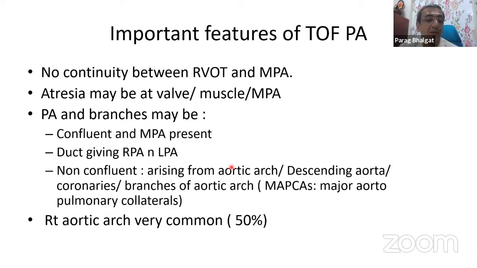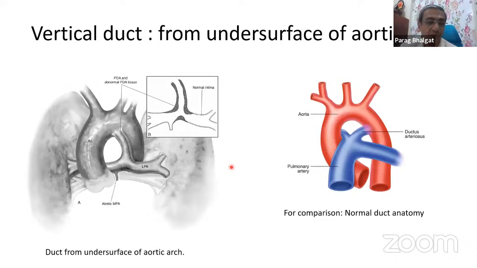Right arch is very common in this subject. The important feature is that duct arises from undersurface. Normally, duct arises here after left subclavian, here somewhere. So we will see duct like this. The duct is in continuity with the MPA. But here the duct arises from the undersurface against first or second branch. So it's a vertical duct. So if this is the arch, you see duct like this.